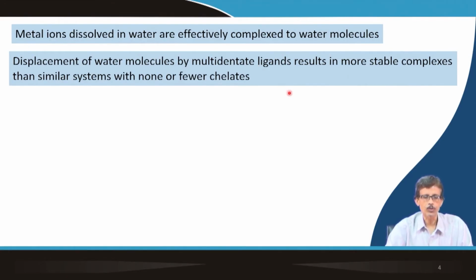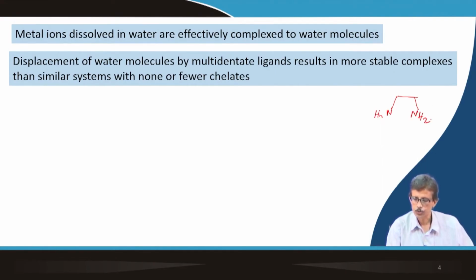Then similar systems with none or fewer chelates. So, we will see if we can have a bidentate ligand, like NH2 and NH2. Like ammonia, it can form bonds. So, you have two lone pairs of electrons here, and here also you can have two lone pairs of electrons. You have the copper 2 plus.